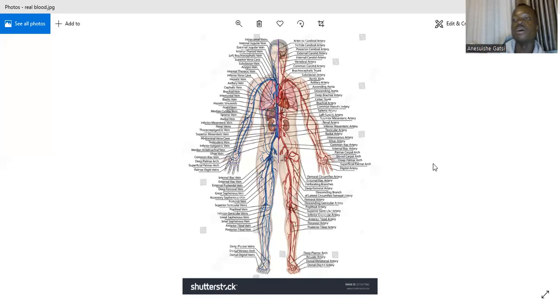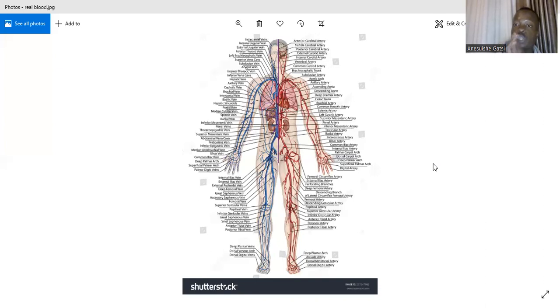The veins will follow the arteries with a few exceptions. For example, the internal thoracic veins would drain into the brachiocephalic veins on either side, yet the arteries were coming from your first part of the subclavian.